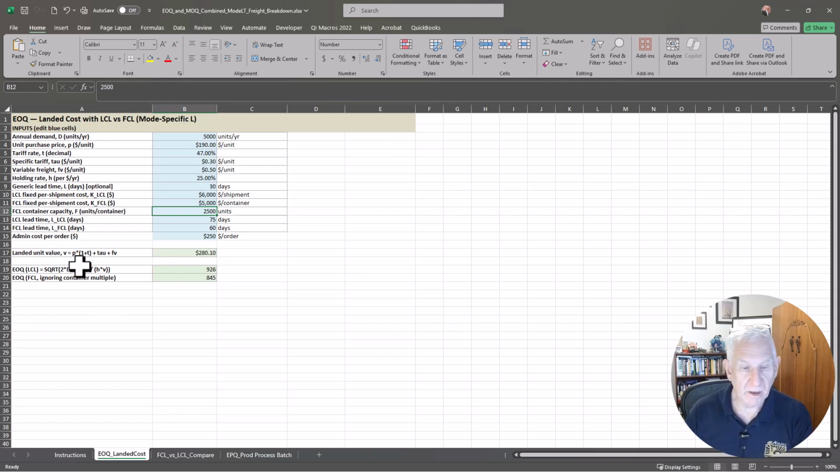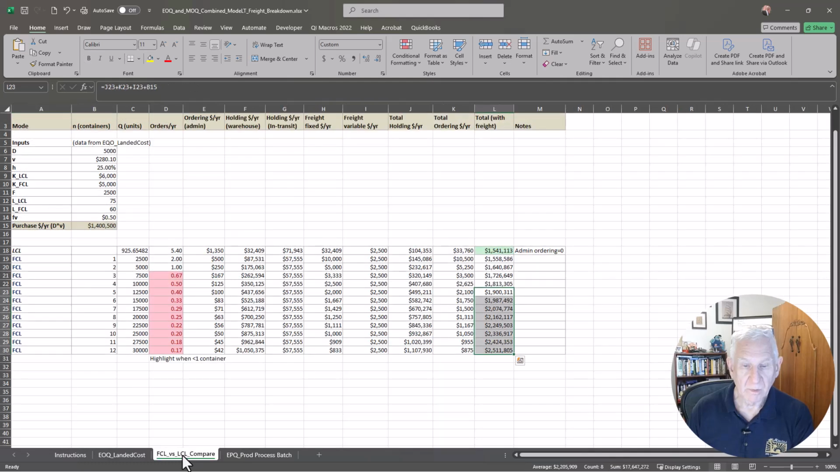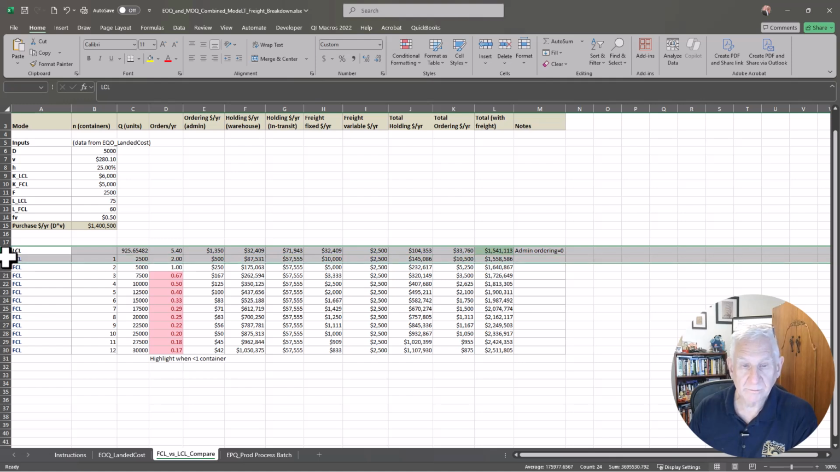Notice what happens to the EOQ numbers. So quite a bit different now. What happens here when we start plugging these values in? I bring in one container, 2,500, and we see 155.8. If we see the LCL, it's got a quantity of about 925 and about 1,000,005. So it's very, very close in this case: an LCL versus one container full.